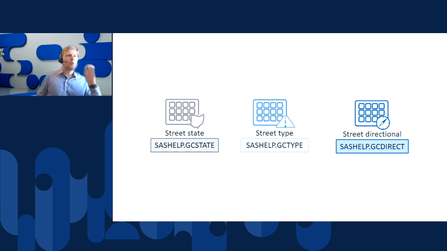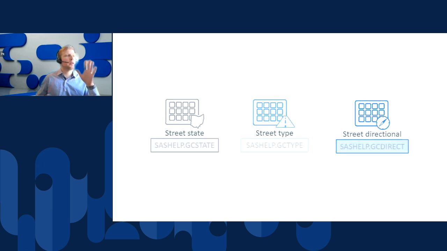Now if you have non-typical data, maybe you have some street types or street directions that aren't included in these lookup data sets, then you can go in and modify them and add additional values if you need. But you don't have to create these. You don't have to go anywhere to find them. They're already included in SAS help.